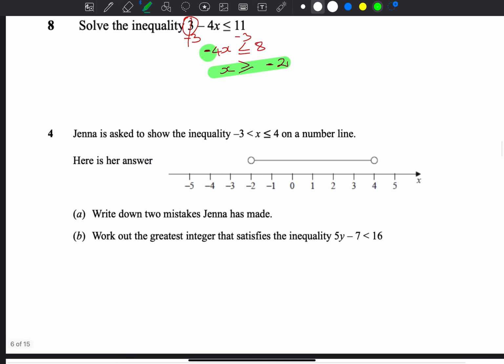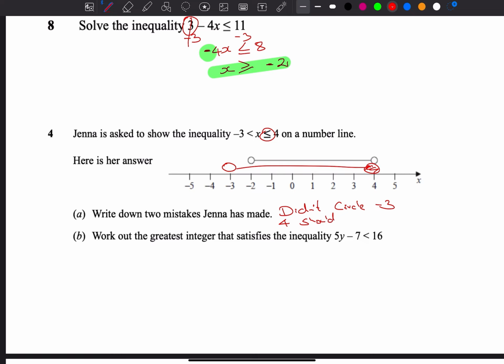Next one. What are the mistakes in here? Oh, she's supposed to circle. She did not circle. You're supposed to circle what number? -3. She didn't circle -3. And the 4 should have been what? Because it has an equal sign, the 4 should have been shaded. They want the greatest integer.